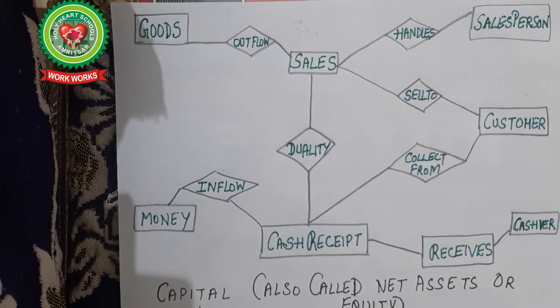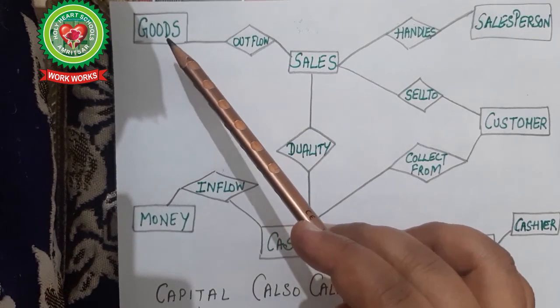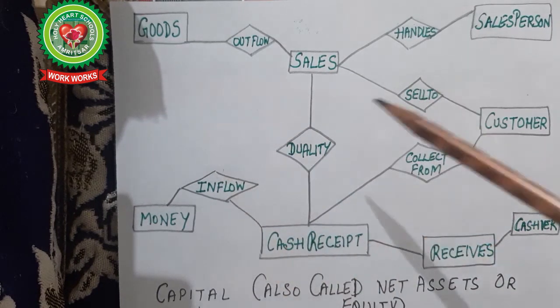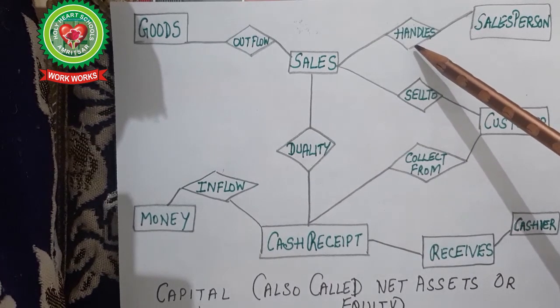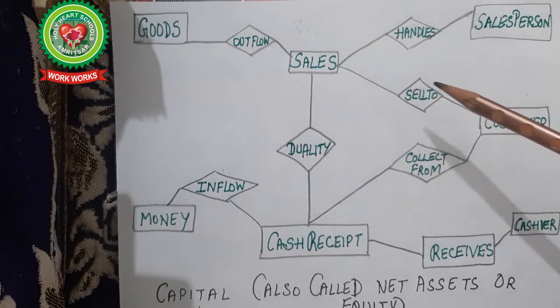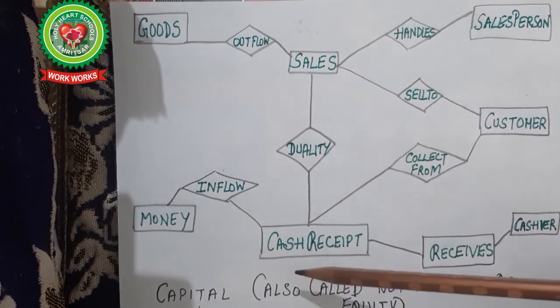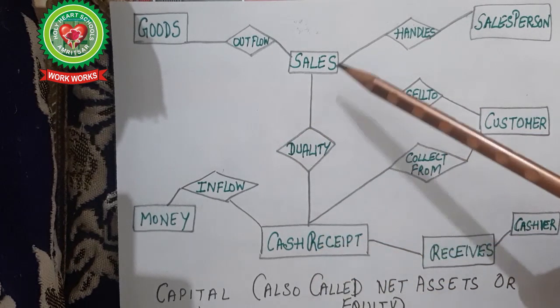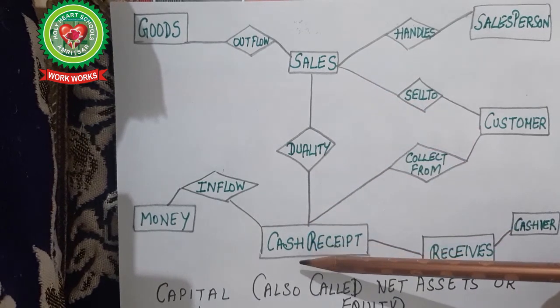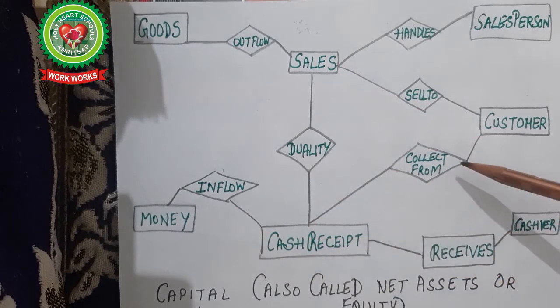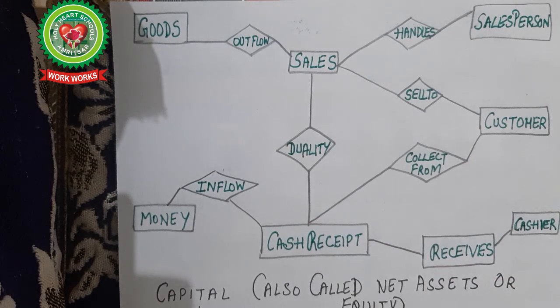So let us revise all our terms with the help of a flowchart. See here, first of all, goods are produced. The goods so produced are made for sales and those sales are handled by a salesperson. Sales are made to customers. There is a duality between sales and cash receipt. You have cash, you make sales. Once you make sales, you get cash. The money you get is from the customer, or you can have finance for your business from a cashier.